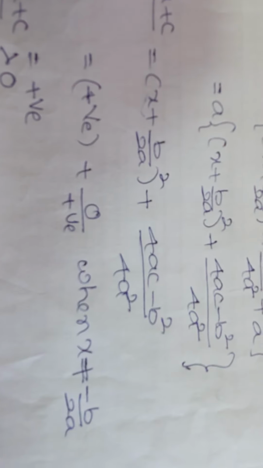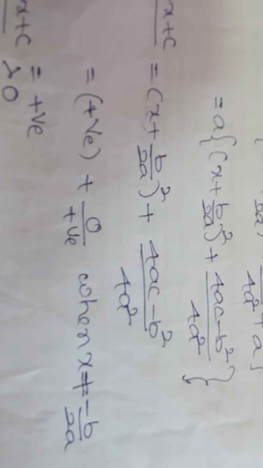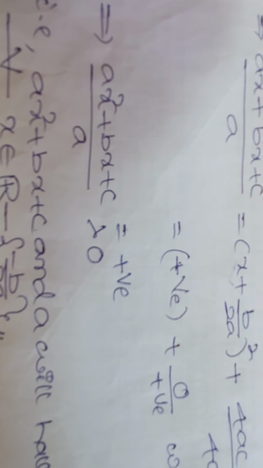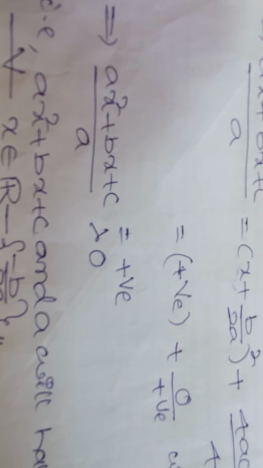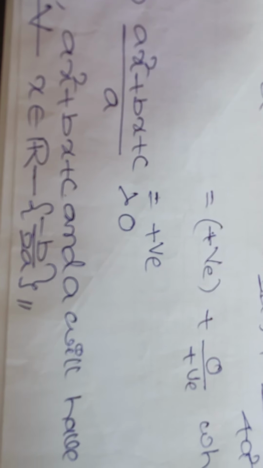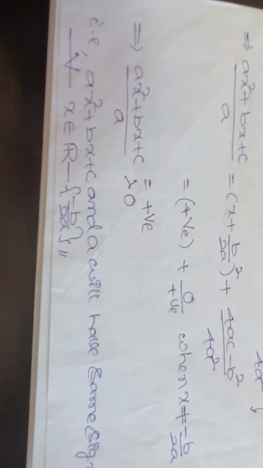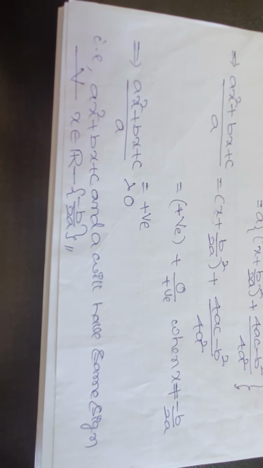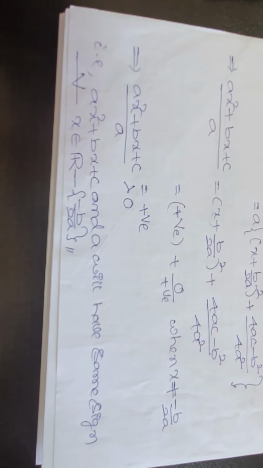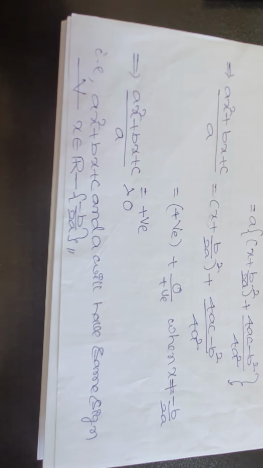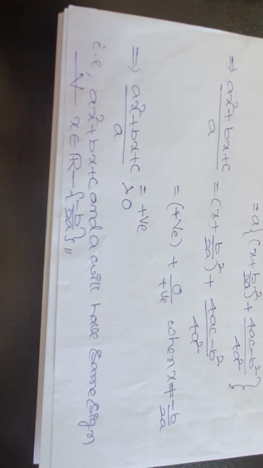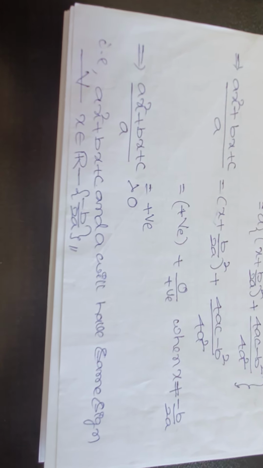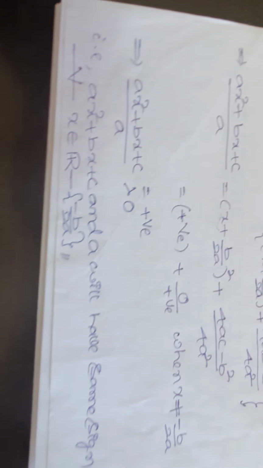By substituting that 0, positive plus 0 is positive. Positive means greater than 0. So (ax² + bx + c)/a is greater than 0. That means ax² + bx + c and a will have the same sign for all x belonging to R − {−b/2a}. When is it possible? Only if ax² + bx + c = 0 has real and equal roots.